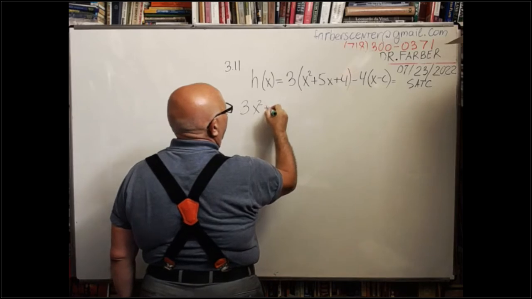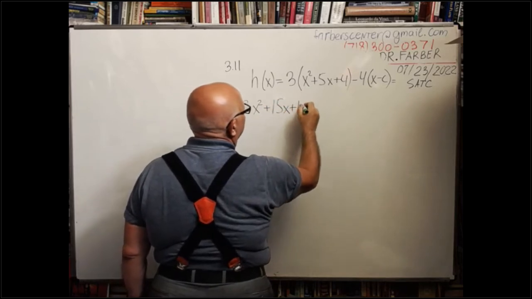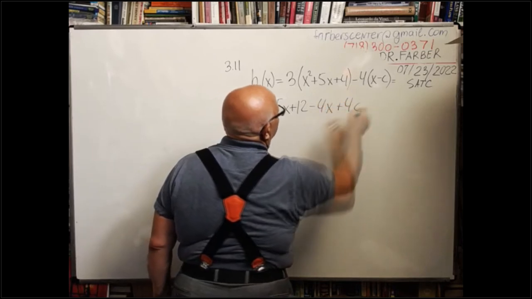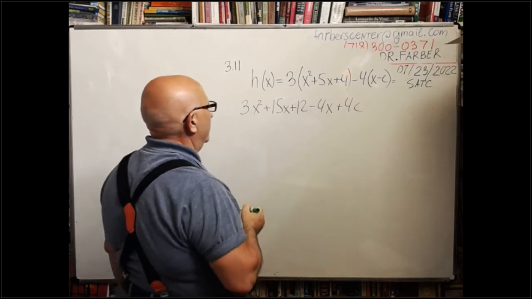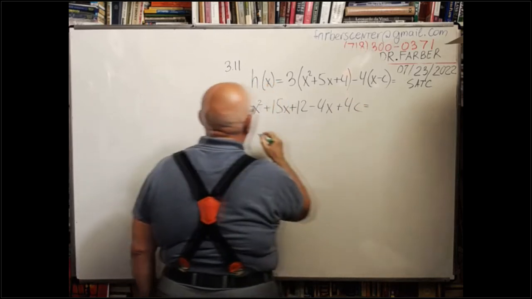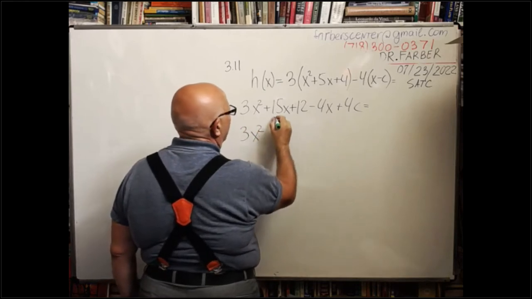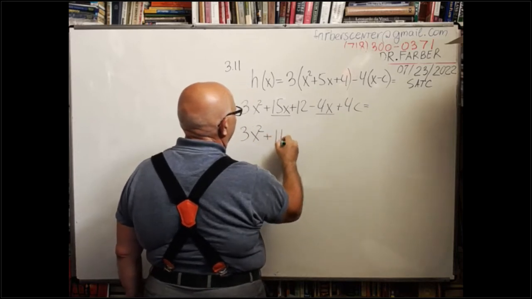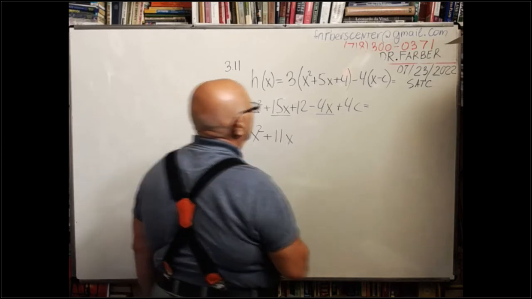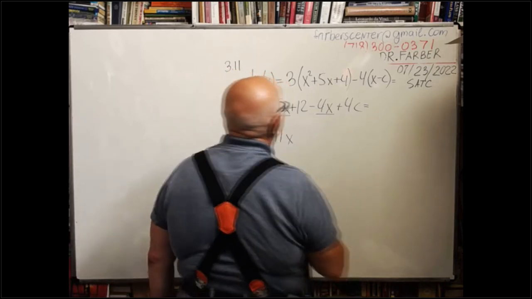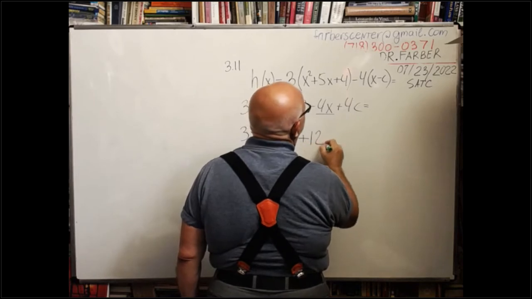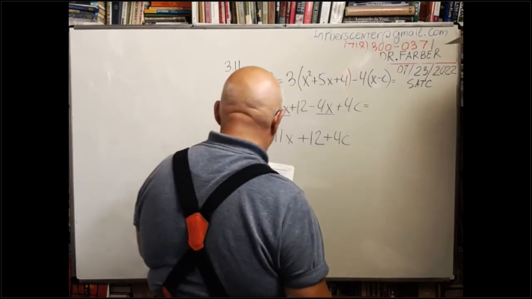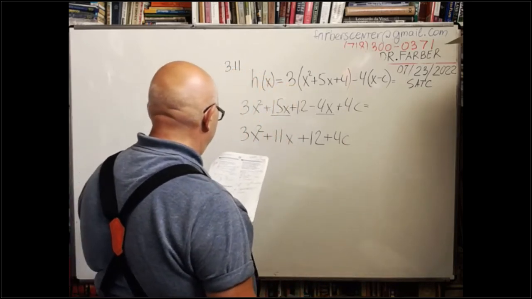You have, what is it? 3x squared plus 15x plus 12 minus 4x plus 4c. The next step, combine like terms, equals 3x squared, 15x minus 4x is 11x, plus 12 plus 4c. And they said that this must be divisible by x.